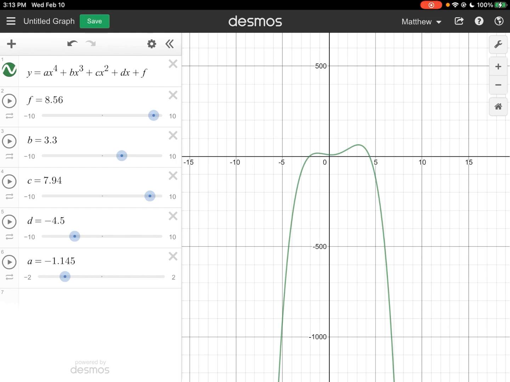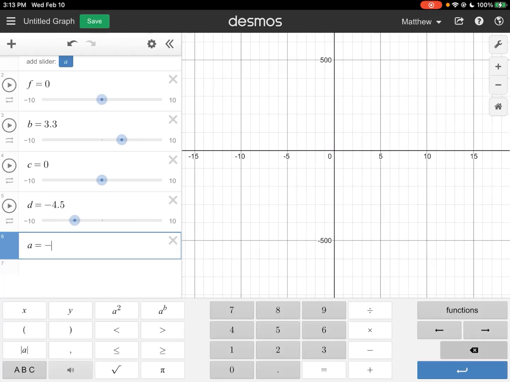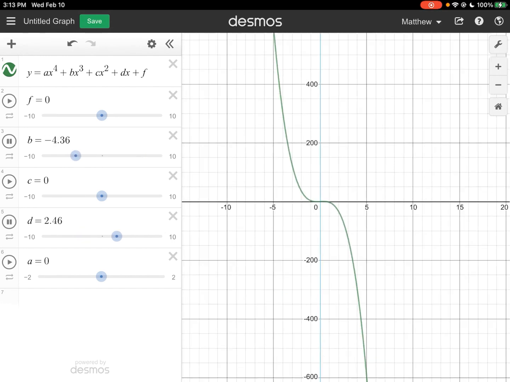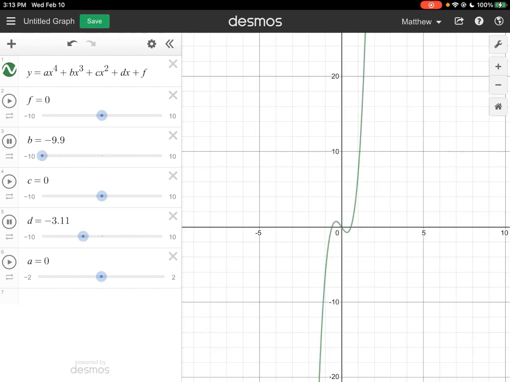Okay, now let's explore when in general form if all the powers are odd. I have to zero out the a, the c, and the f. So we're actually going down to a 3rd degree polynomial. And so the only terms left here are the x cubed and the x. So all the powers are odd. And I'm going to let the b and the d vary and just see a variety of images here. Notice that all of these graphs do have a symmetry as well.